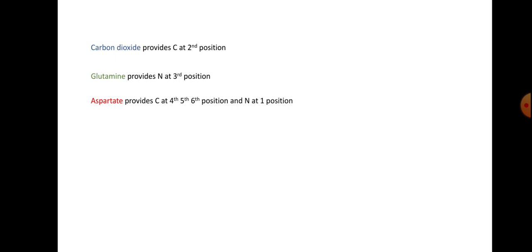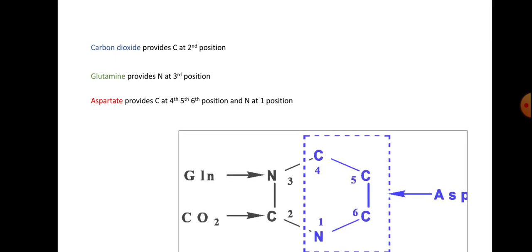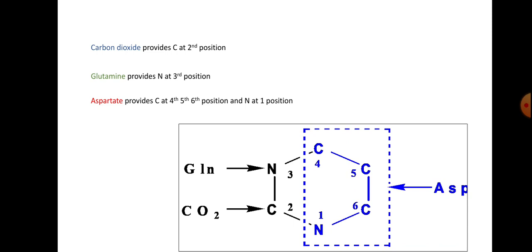Nitrogen is present at two positions, position number 1 and position number 3. The position number 3 nitrogen will be provided by the amino acid glutamine, and aspartate will provide all the others, that is 3 more carbon atoms and 1 more nitrogen atom. These are present at positions 4, 5, 6 and 1, and you will have a pyrimidine ring. Okay.